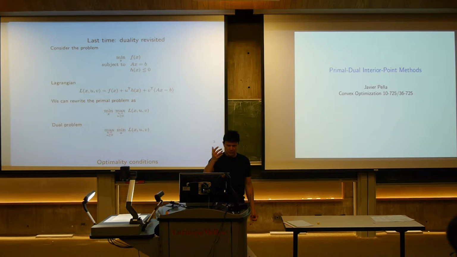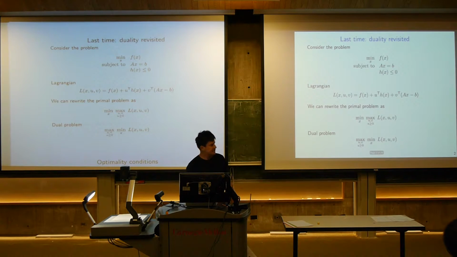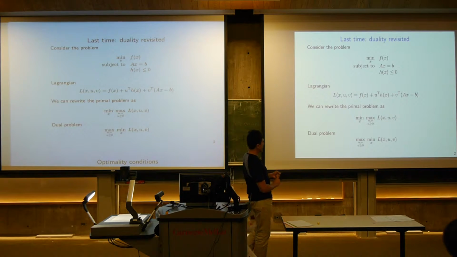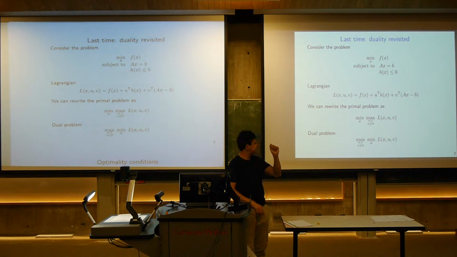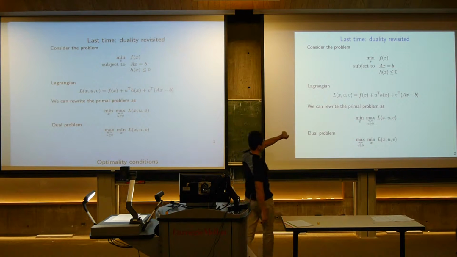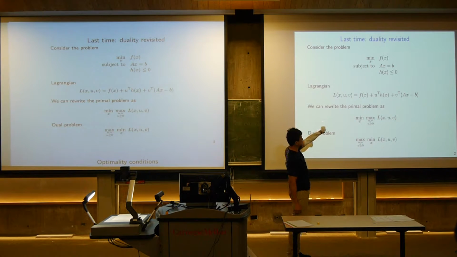In the homework that you're working on, hopefully you will get to appreciate the difference between the barrier method and a primal-dual interior point method. So let me recall something that we are going to use today. Last time we revisited duality. And so here's our generic form of a convex optimization problem.